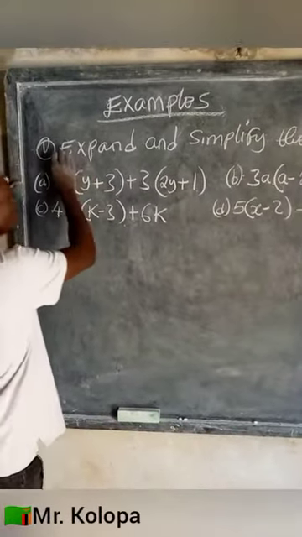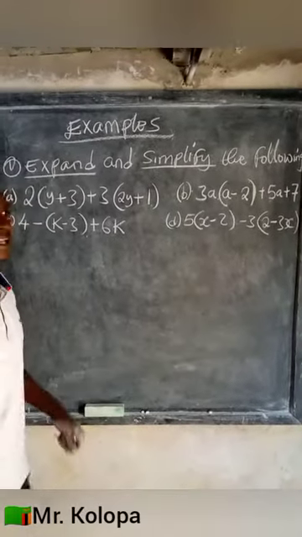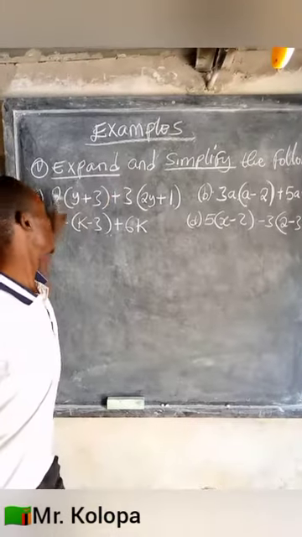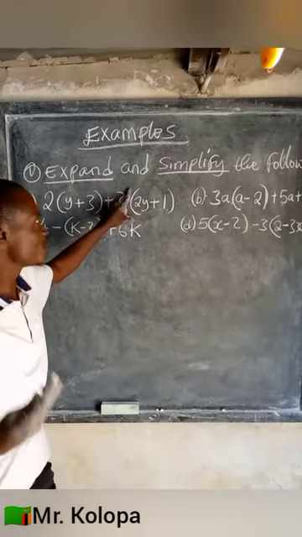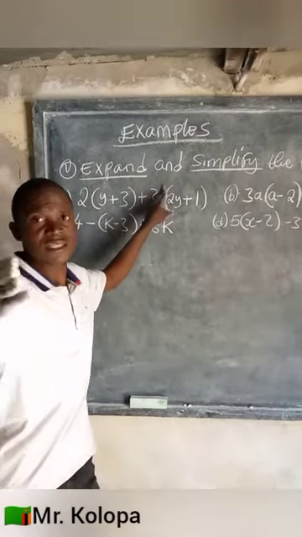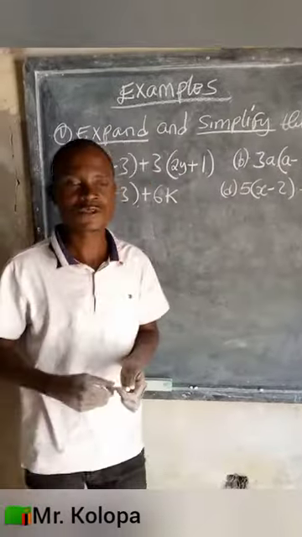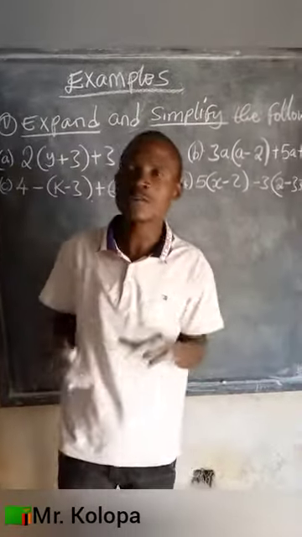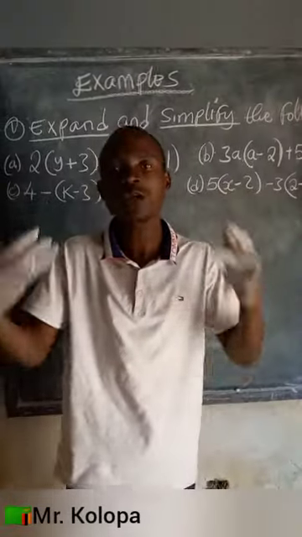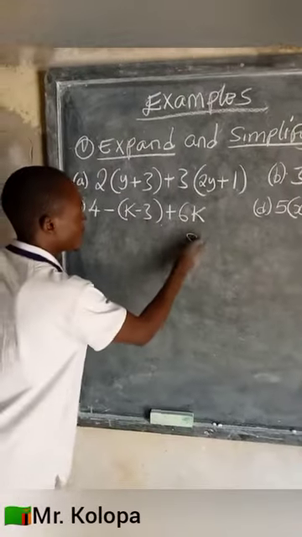We are told to expand and simplify. So to expand, as I said, we have to remove the brackets. Once you remove the brackets, then you go back to the third lesson that we had, on like terms and unlike terms. So after expansion, you are going to have a mix of like terms and unlike terms, where you are supposed to collect the what? The like terms. So let's quickly look at question A.